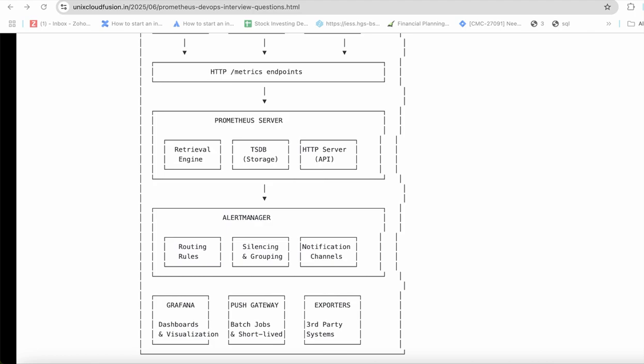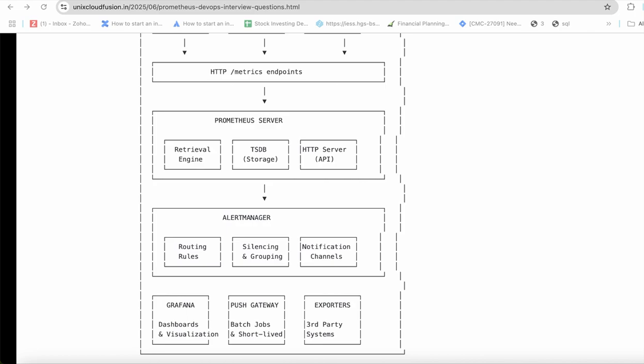We can also use the exporters which are there, and exporters can send to the Prometheus server. And for batch short-lived jobs, the metrics go to the Pushgateway, and Pushgateway can send to the Prometheus server. So that's how your overall flow looks.